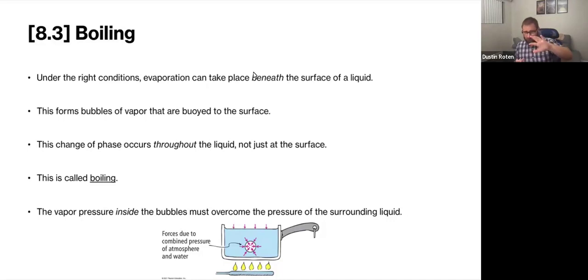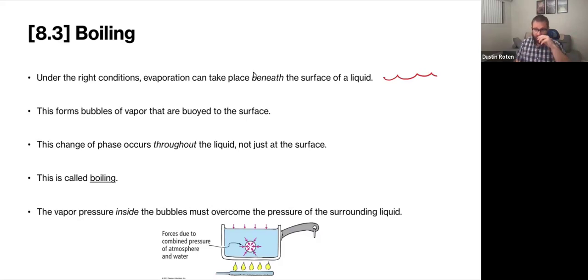We just finished talking about evaporation and condensation, which usually happens at the surface of a liquid, if you're going from liquid to gas, or at the gas-liquid interface. But now let's talk about a more extreme example of evaporation. Under the right conditions, you can actually make evaporation happen beneath the surface of a liquid.